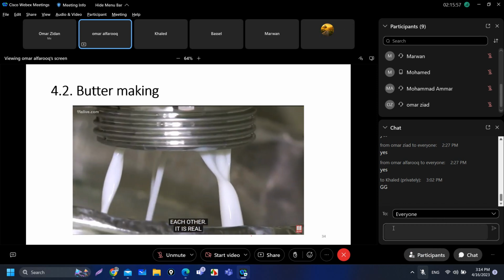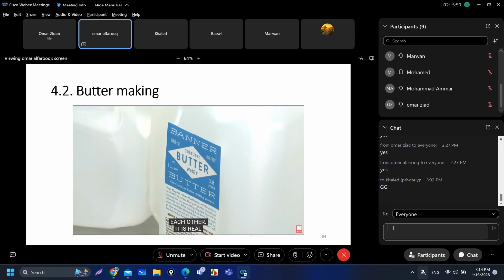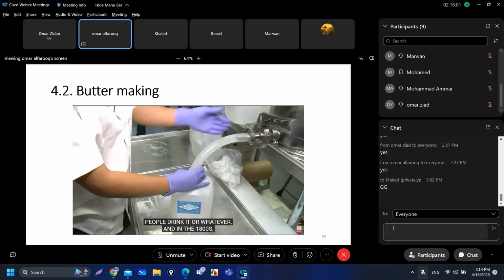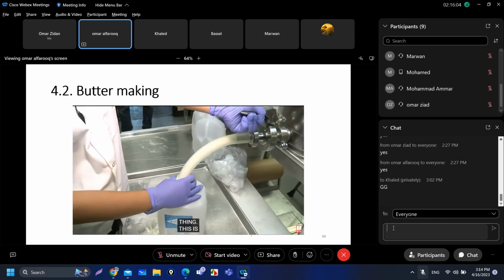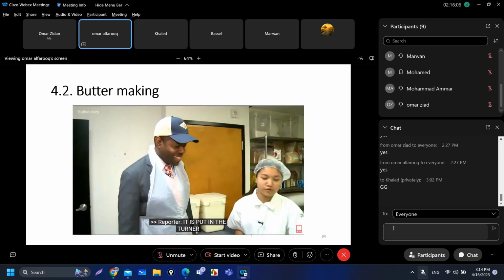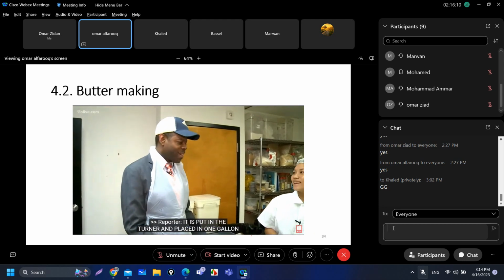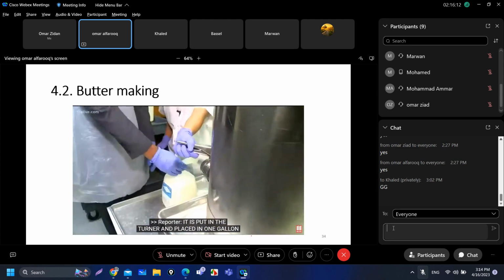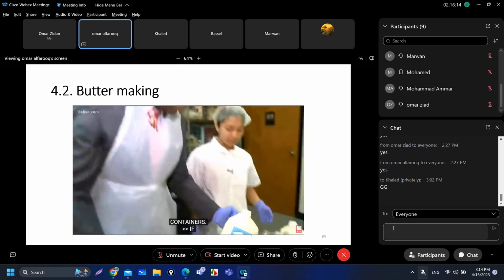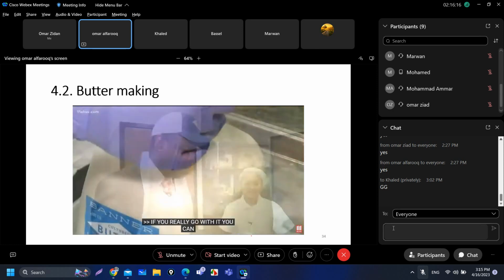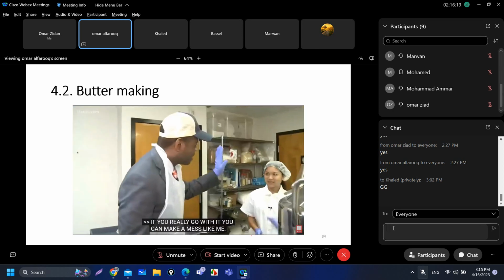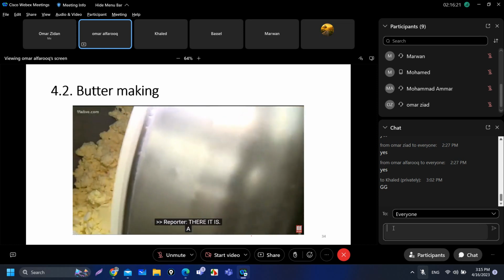The buttermilk is drained from the churner and placed in gallon containers ready for sale. The first thing we do is grab the gallon and then we just put it inside. If you are really good with it, you won't make a mess like me. Oh, and then she puts more pressure on you, right? There it is. Gallon of buttermilk away. Thank you so much. See, painless. Now back to the butter.